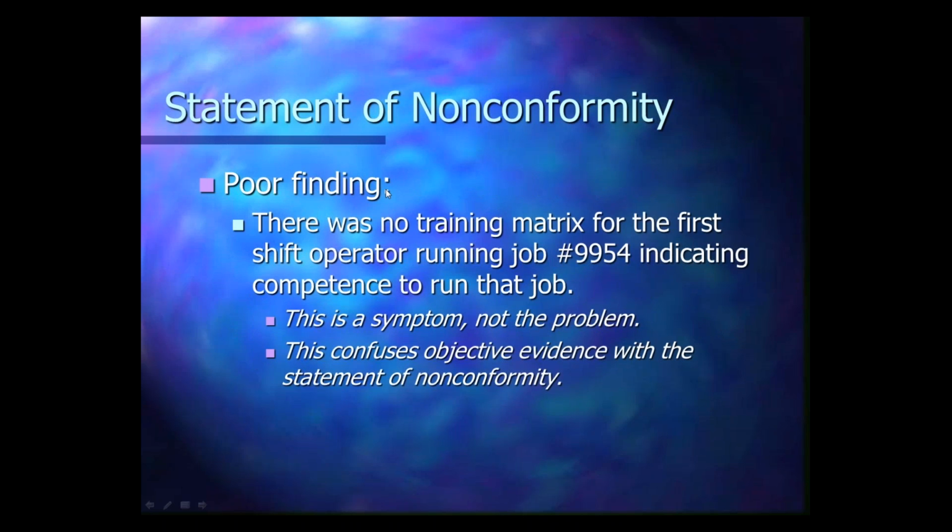So let's look at a poorly written finding. An example of a poorly written finding is that there was no training matrix for the first shift operator running job 9954, indicating competence to run that job. This is a symptom and not the true systemic issue. Here we're seeing an example of confusing objective evidence with the statement of nonconformity.